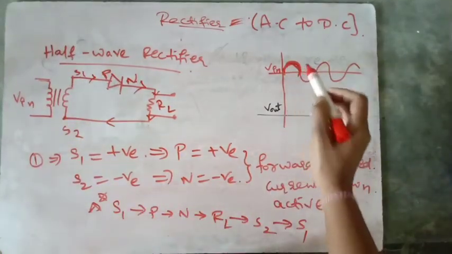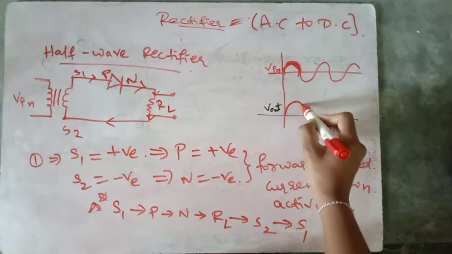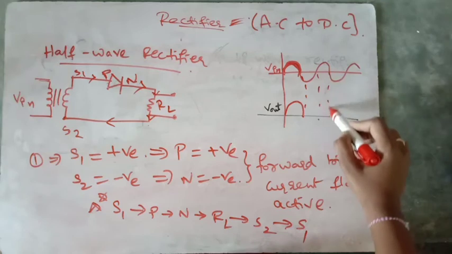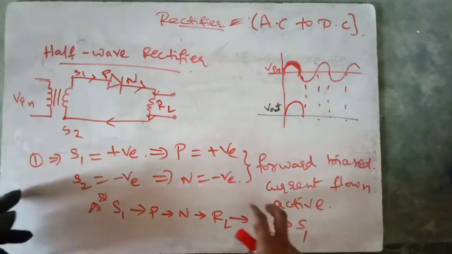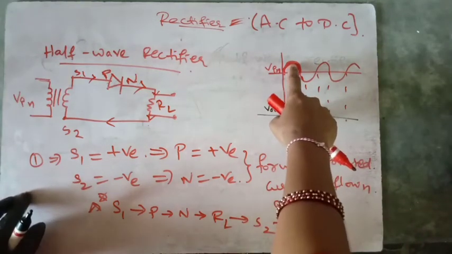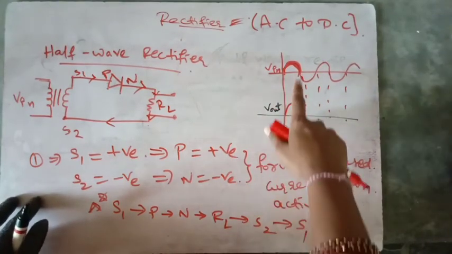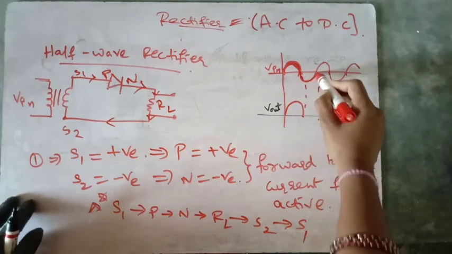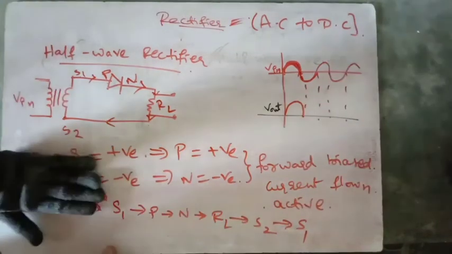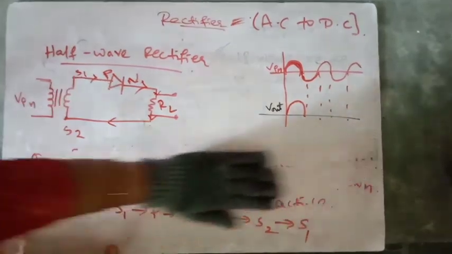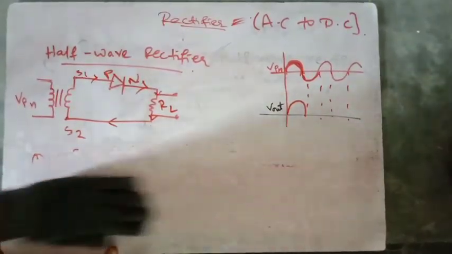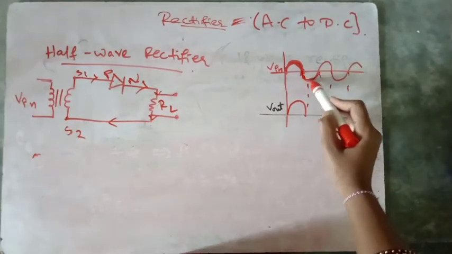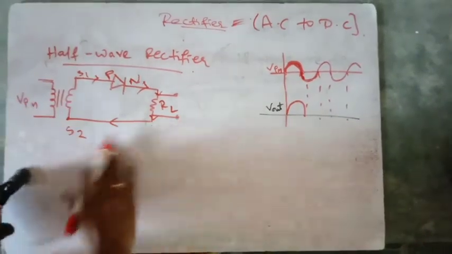That means in the output we have the positive half cycle. This is about the first half of the cycle. And coming to the second half cycle, what happens? This second half contains the negative wave.